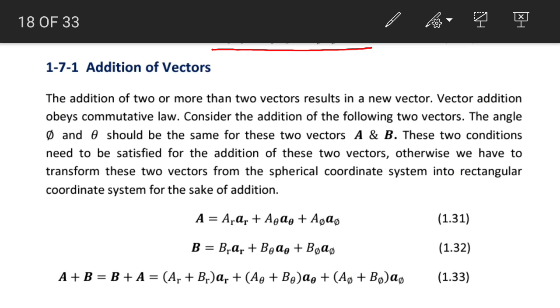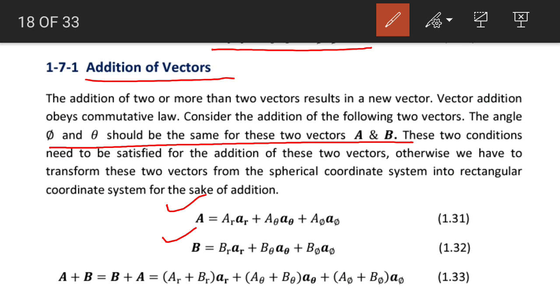We talk about the addition of vectors in the spherical coordinate system. In order to add two or more vectors in the spherical coordinate system, you need to satisfy two conditions. Theta should be the same for A and B, and similarly phi should be the same for A and B. If we satisfy these two conditions, we can add these two vectors directly in the spherical coordinate system as we did in the rectangular coordinate system.